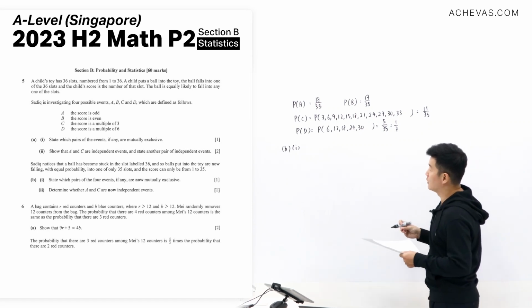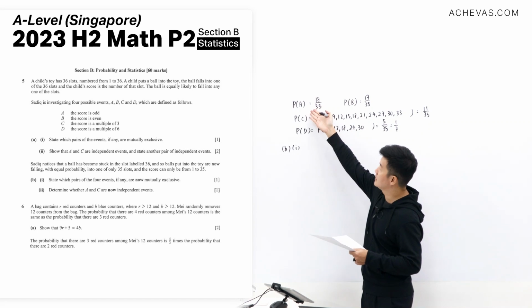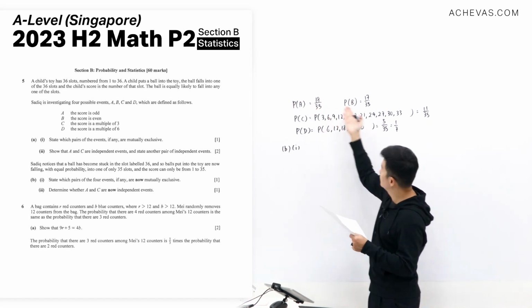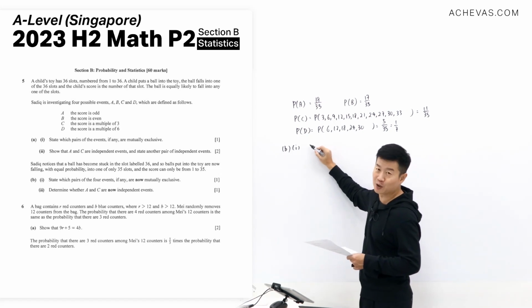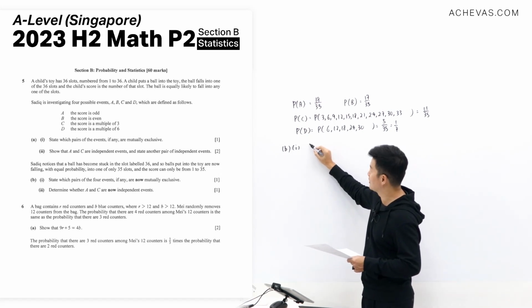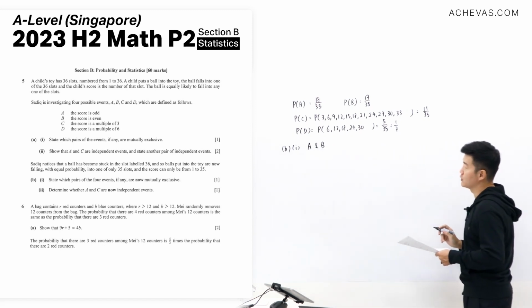So again, let's try to do our analysis. A and B, these are odd numbers. These are even numbers. They are definitely going to be mutually exclusive. They cannot happen at the same time. So we know A and B are going to be mutually exclusive.